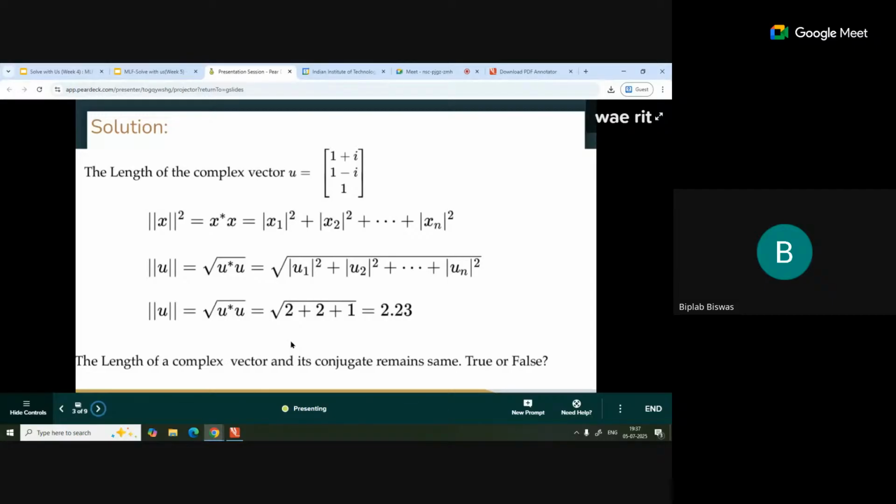Yeah, this is correct. But the length of the complex vector and its conjugate remains same. This part I am asking. No, that is a different question. So this is a statement: the length of the complex vector and its conjugate remains same. Is that true or false? That is the question. Oh, okay.